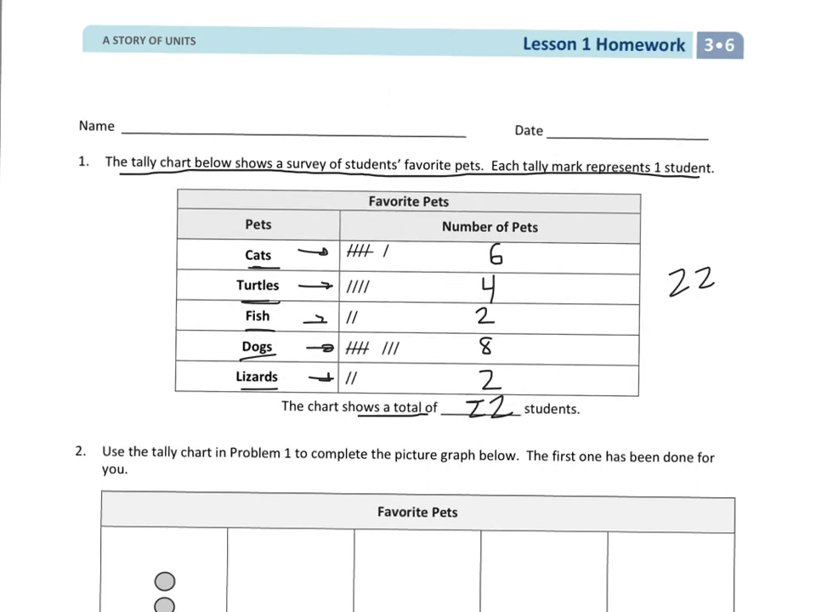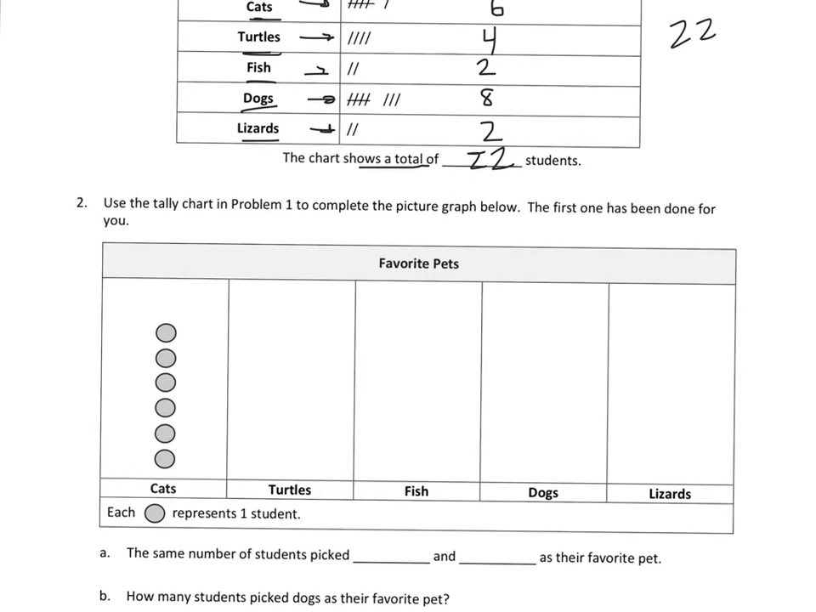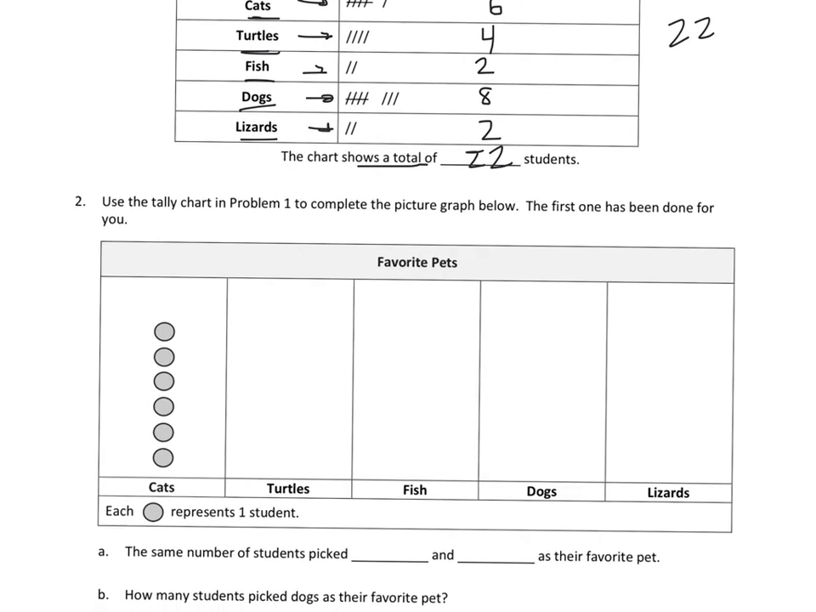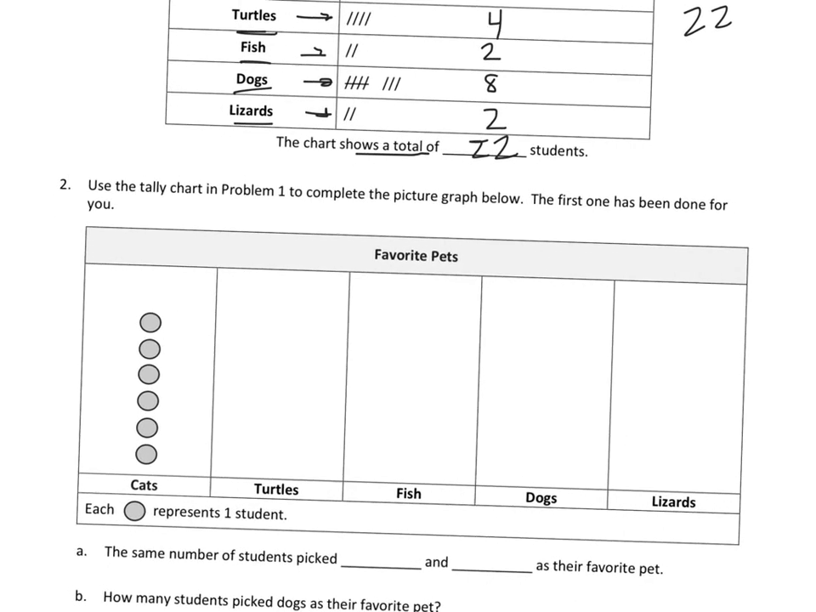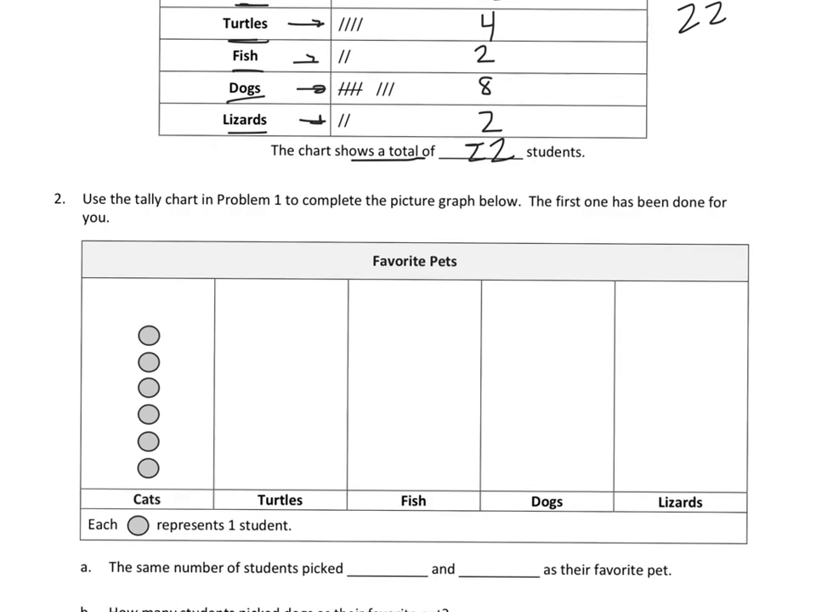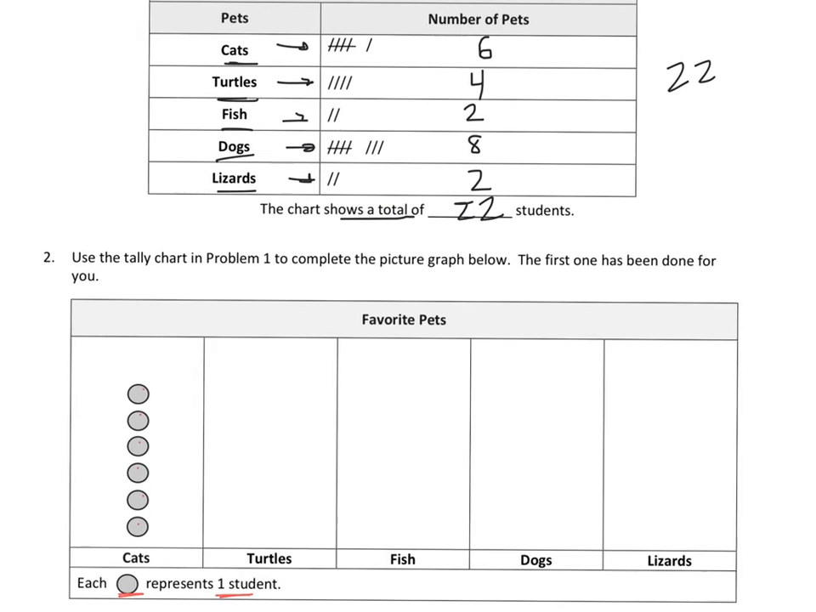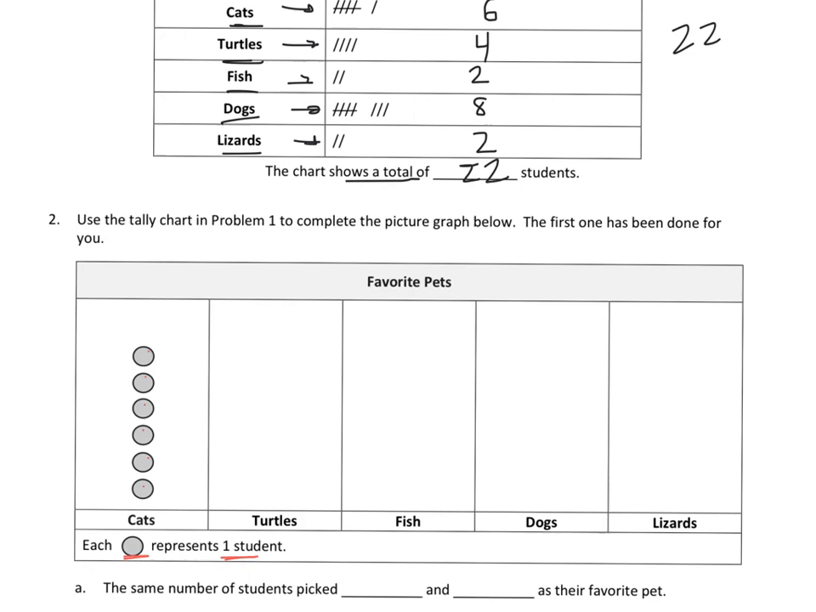Now I'm going to look at number 2 here. And it says, use the tally chart in problem 1 to complete the picture graph below. The first one has been done for you. So I see that cats has 1, 2, 3, 4, 5, 6. And I see that each circle represents one student. So I'm going to put in circles, and I see for turtles, I'm going to do 4 of them. And there's my 4 circles for the turtles. Next, I'm going to do 2 for fish, 8 for dogs, and 2 for lizards.